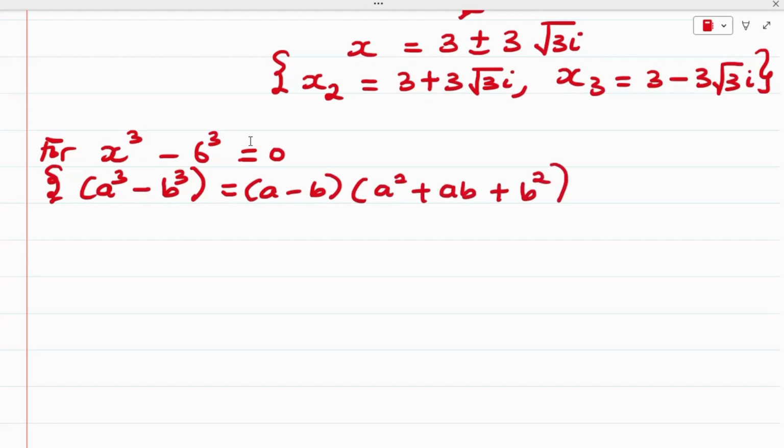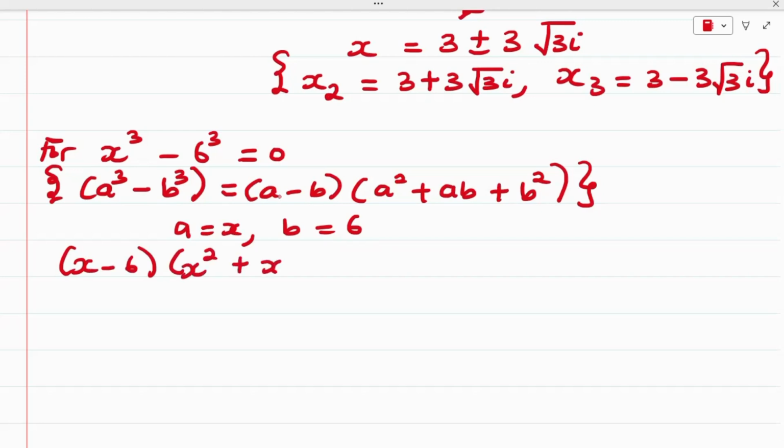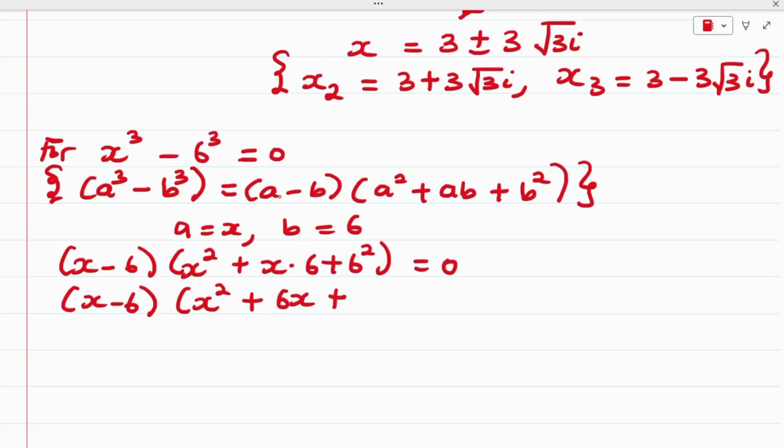B square. So we want to apply this whereby we have a is equal to x and b is equal to 6. So we have this to be x minus 6 multiply x square plus x multiply 6 plus 6 square, and this is equal to 0. So we have x minus 6 multiply x square plus 6x plus 36, which is 6 square, and this is equal to 0.